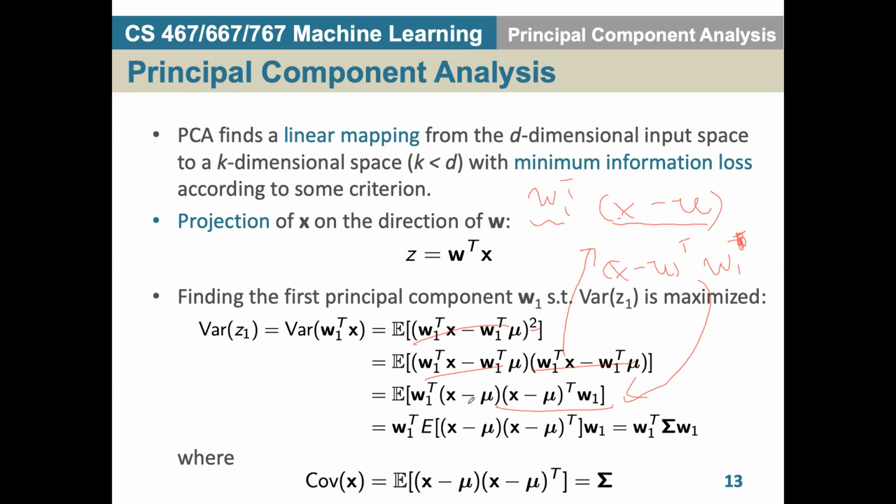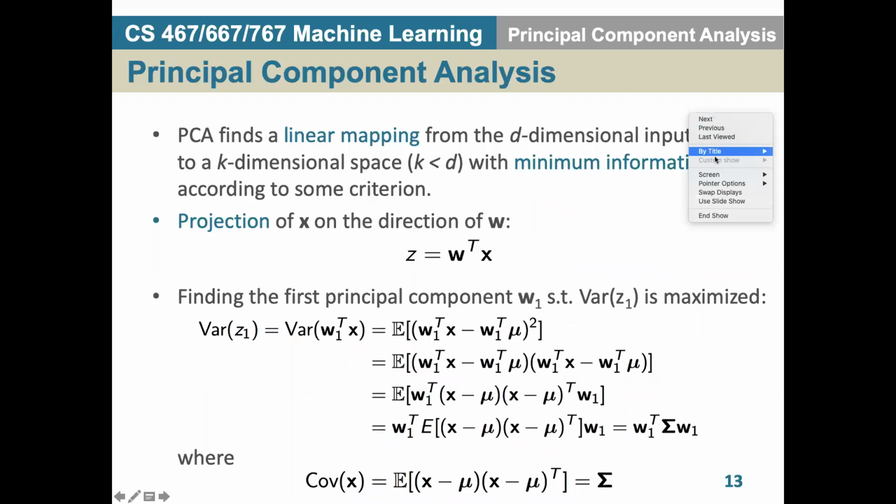Now here we assume W1 is a direction, so for us this is a constant. Remember, for the variance we are taking the expectation over this random variable, which is randomly selected from our data set. So when they are constants, you can take them out. Then we are really taking the expectation over this part, and this part is actually the covariance of your data set.